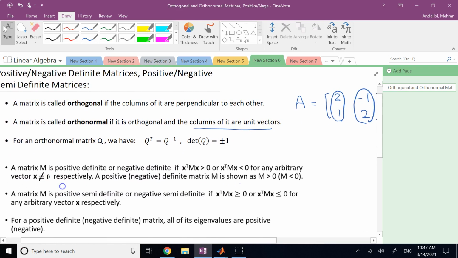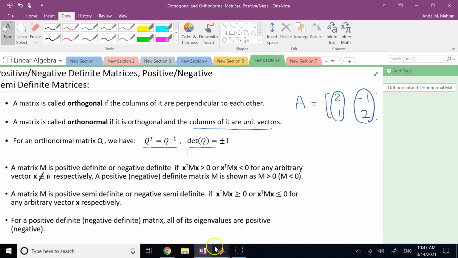And if a matrix is orthonormal, we can show that the transpose of the matrix is equal to its inverse, and the determinant of it is either positive 1 or negative 1. Positive 1 for a right-handed system and negative 1 for a left-handed system.